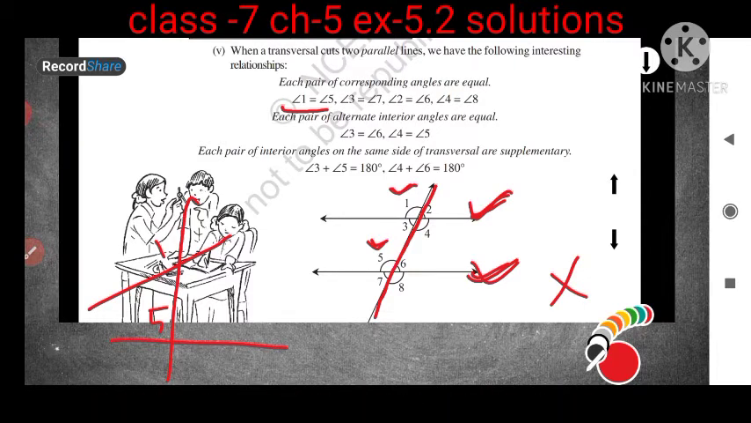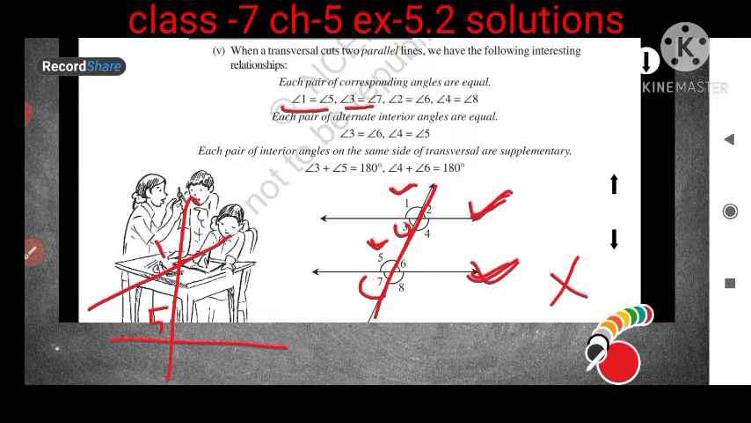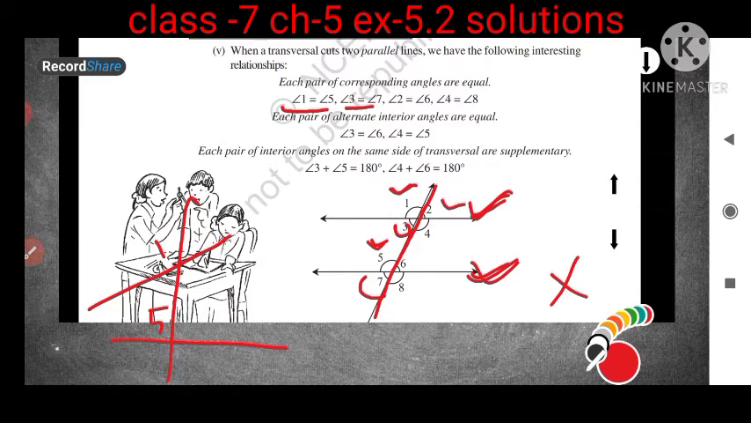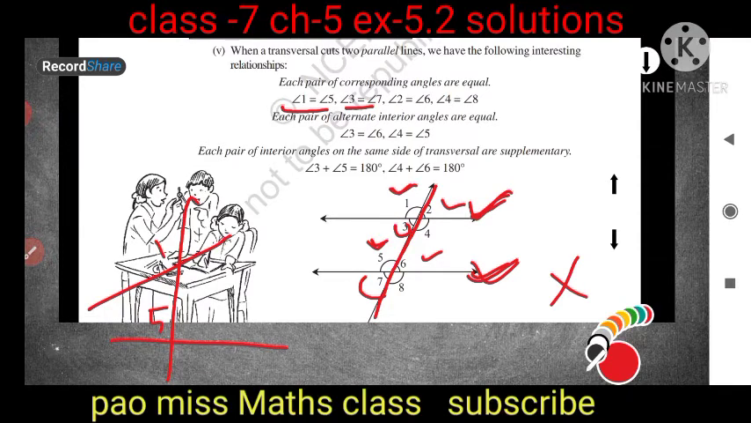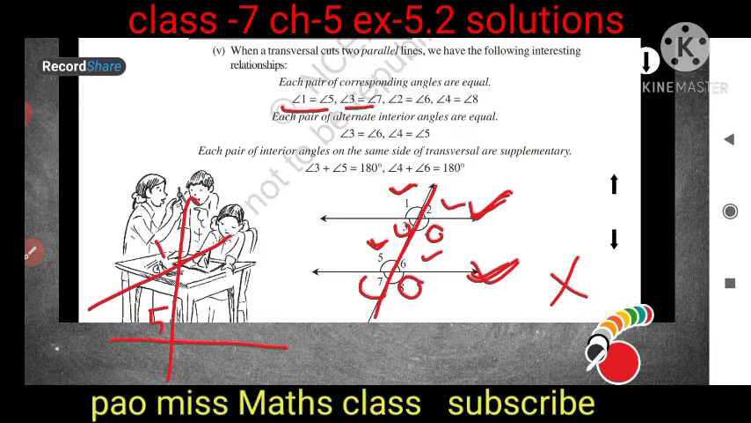Next, angle 3 and angle 7. This is angle 3 and this is angle 7. These two angles are also corresponding angles, and they are equal. On the other side, angle 2 and angle 6 are corresponding angles, and they are equal. Then angle 4 and angle 8 are also corresponding angles and they are equal.